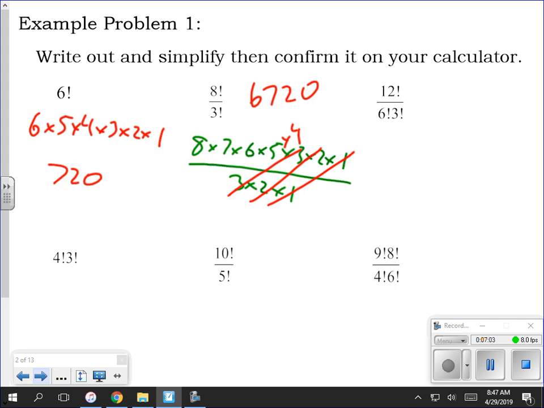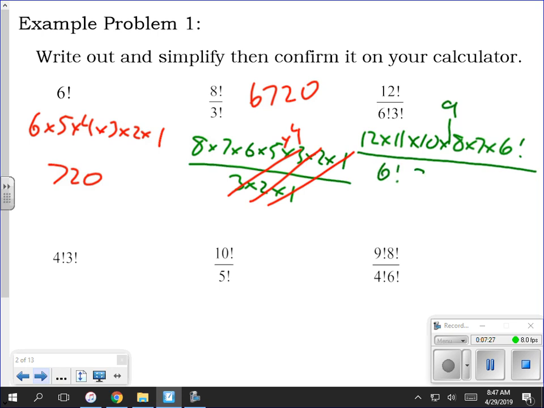Next one, 12 factorial over 6 factorial divided by 3 factorial. So I have 12 times 11 times 10 times 8 times 7 times 6 factorial, right? Because it's 6, 2, 3, right? God, I'm just off this morning. And then I have 6 factorial times 3 times 2 times 1.